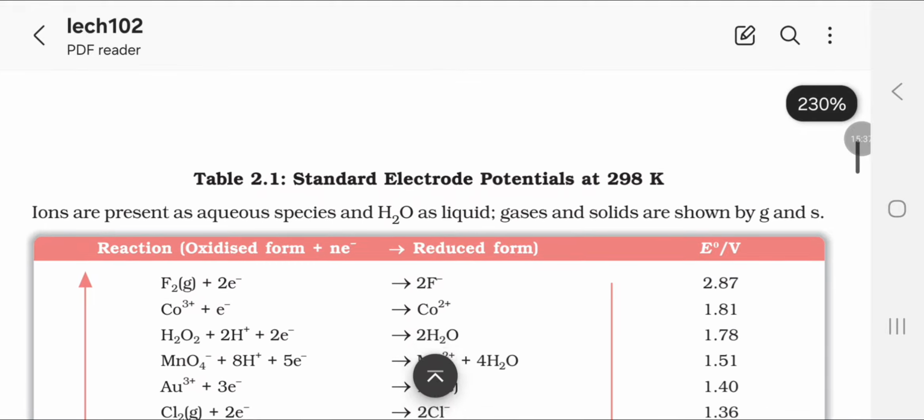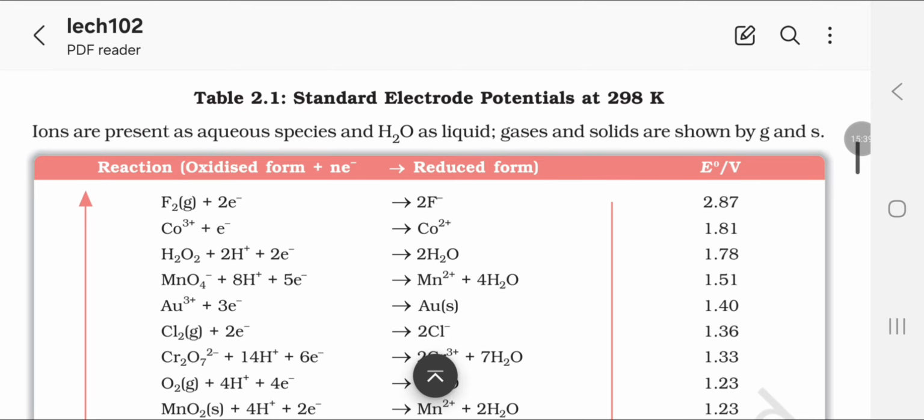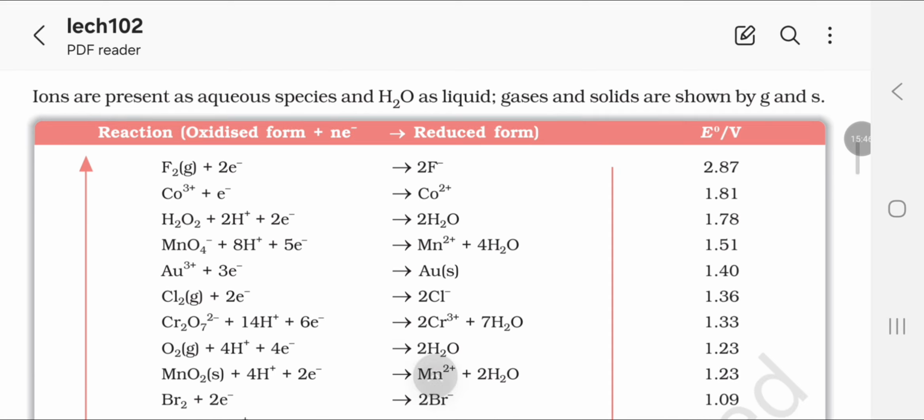Table 2.1. Ions are present as aqueous species and water as liquid. Gases and solids are shown by G and S.